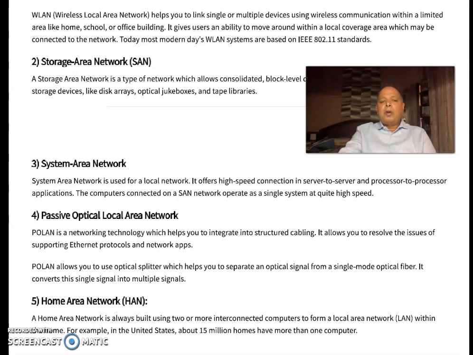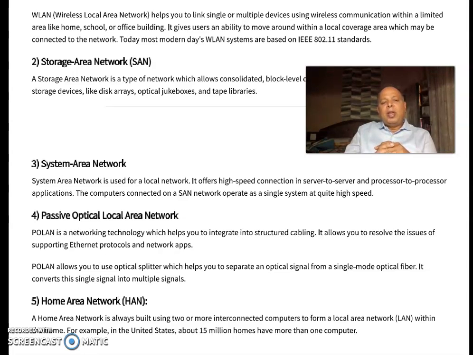Another type of computer network which has recently been used is passive optical local area network. This is called POLAN. So POLAN is a technology which helps you to integrate into structured cabling. It allows you to resolve the issue of supporting Ethernet protocols and network apps. It also allows you to use optical splitters, which help you to separate an optical signal from a single mode optical fiber. The basic advantage of optical fiber is that in one fiber you can transmit a number of sources, so you need to split all those things. So POLAN helps you in those kinds of applications.